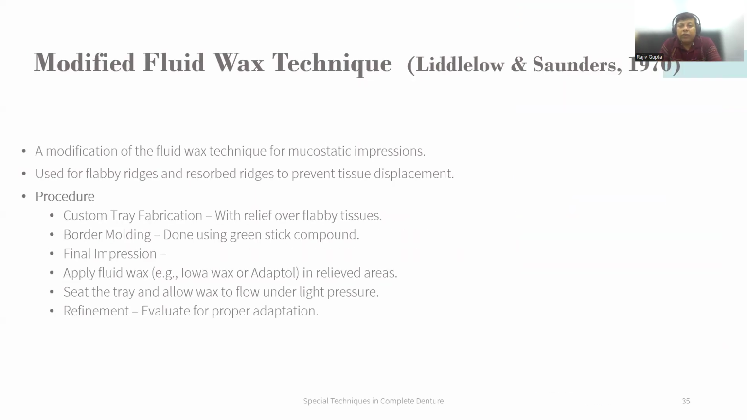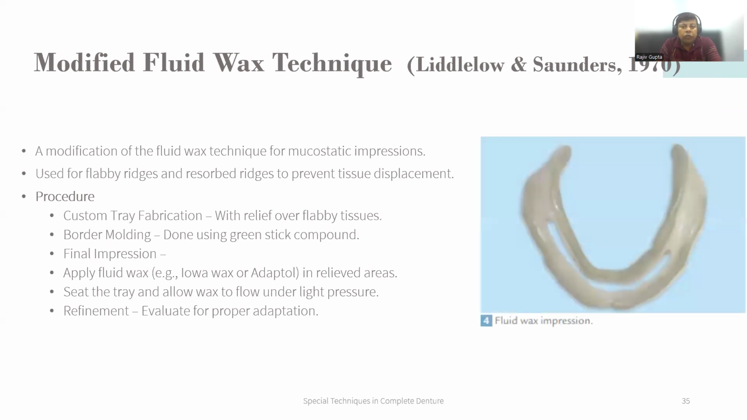Another modified fluid wax technique was given by Littlewood. In that, we have a special tray with a window over the flabby tissue. We use a fluid wax, also known as an impression wax. An example is Iowa wax or Adaptol, which has been regularly asked in MCQs as well. All these fluid waxes are used to record the relief area.